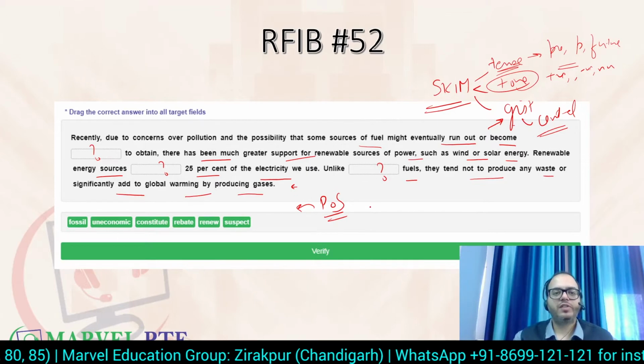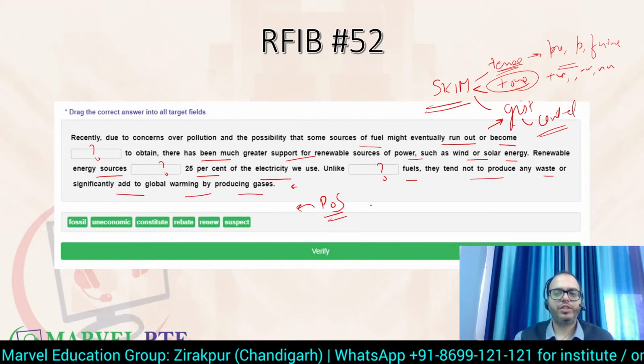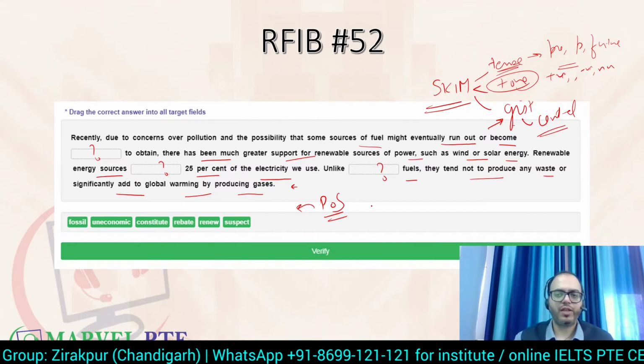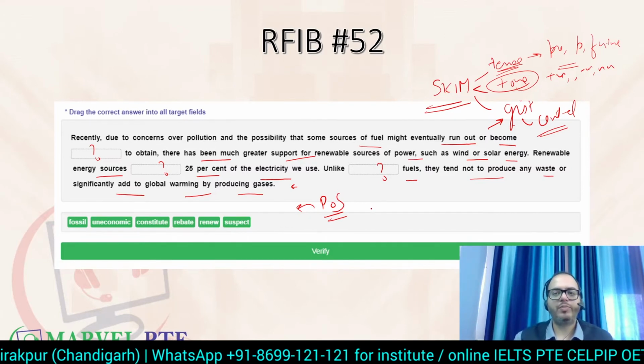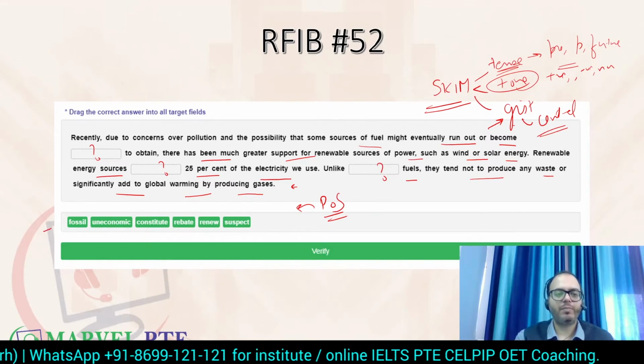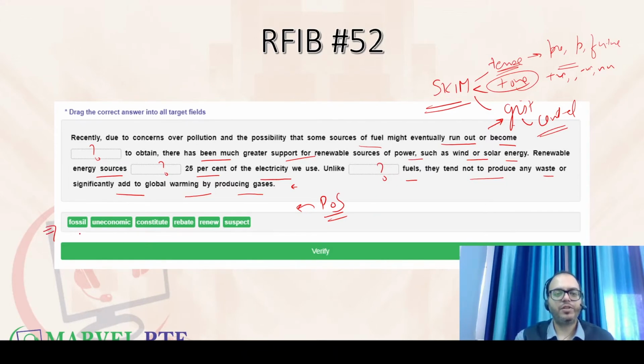Okay, so we are discussing renewable sources of energy, and some kinds of fuels might run out very soon, and you are talking about the advantages of renewables. Now coming to the blanks. These are the options. So now we will do parts of speech classification, which we teach in detail to our students.